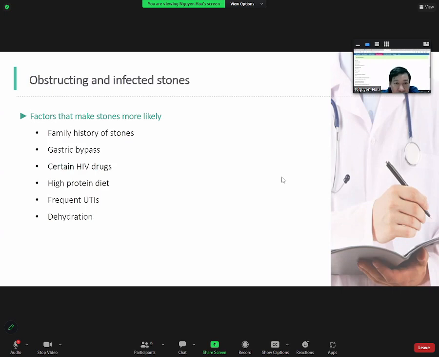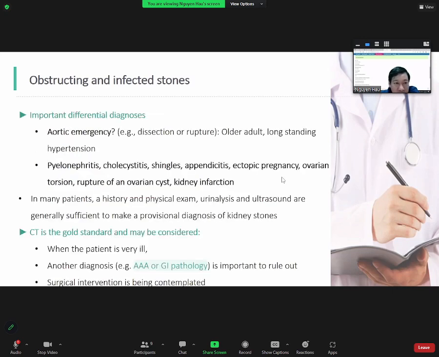Factors that make stones more likely: family history, gastric bypass, certain IV drugs, and a high protein diet. In Vietnam, many people usually eat high protein nowadays. Prevent UTI and dehydration.